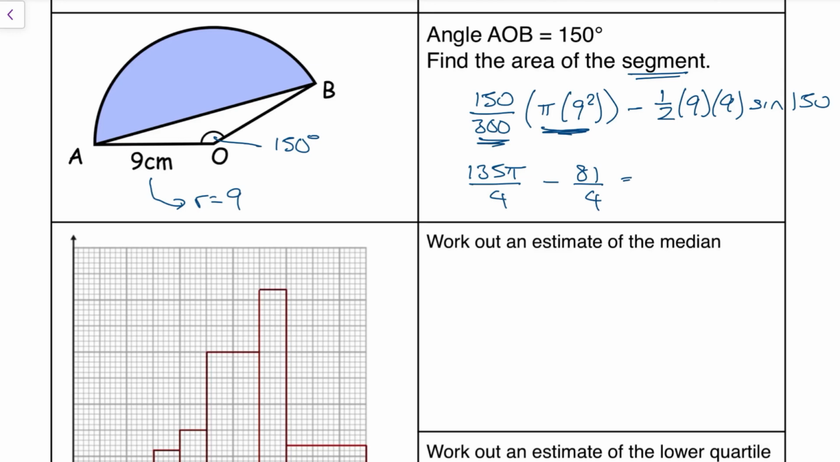I'm also going to give a decimal value for this, so 135 pi divided by 4 minus 81 over 4 is going to give me 85.8. And that's going to be my answer to this one. Actually, let's put centimetres squared because it does give me a unit.